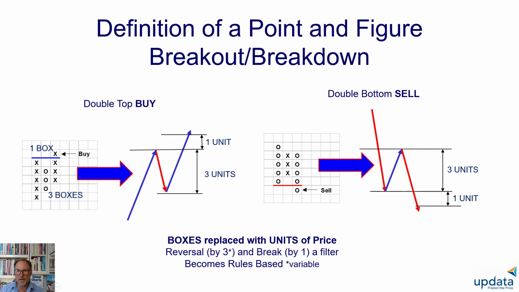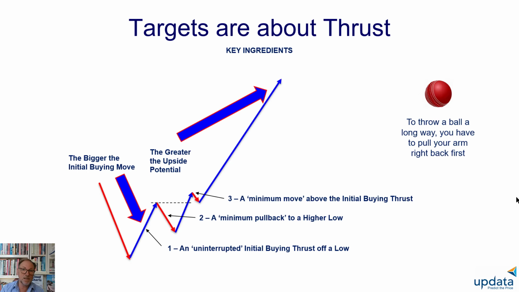And on the downside, it's the reverse. So it's a rules-based system. So targets are about thrust. And then when I'm doing the training, I normally hold a cricket ball and I say, if you imagine that you're on the outfield of a cricket pitch or a baseball pitch, you want to get that ball all the way back to the keeper, then you've got to pull your arm all the way back. So the bigger this initial move, this uninterrupted buying thrust, then the pullback, and then the activation, the break, the bigger that initial move, the bigger the resultant move.